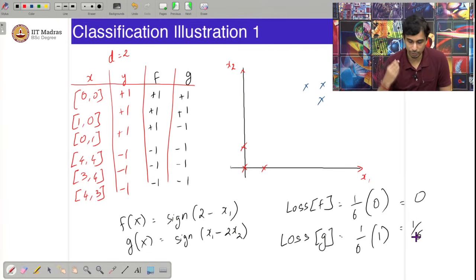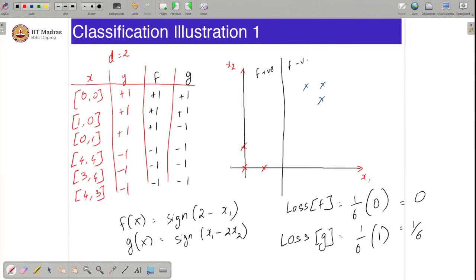So, if you do that for f, what is the set of inputs which f would classify as positive? If some future input comes, when would it be classified as positive? It would be classified as positive if sin of (2 minus x1) is greater than 0, which means that these would classify f as positive, and these f as negative.